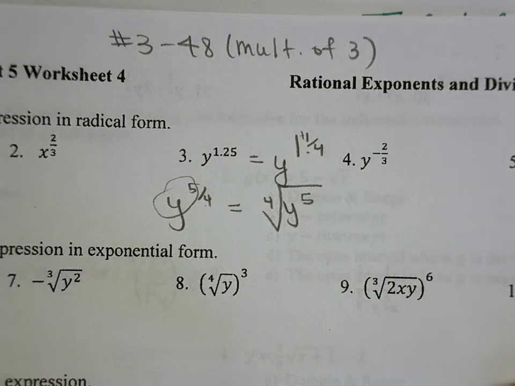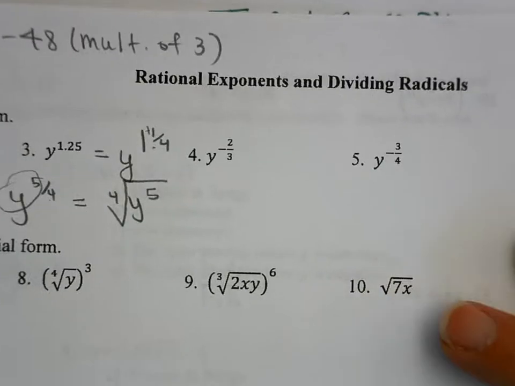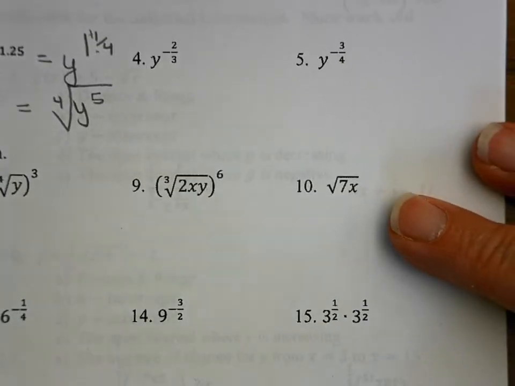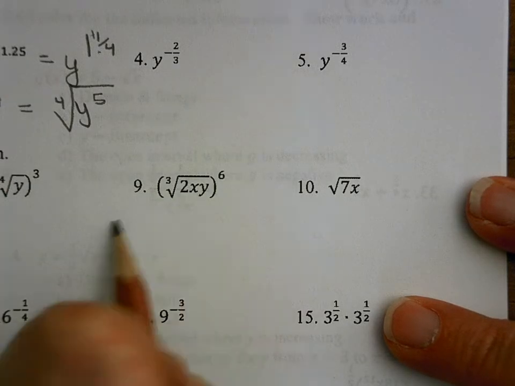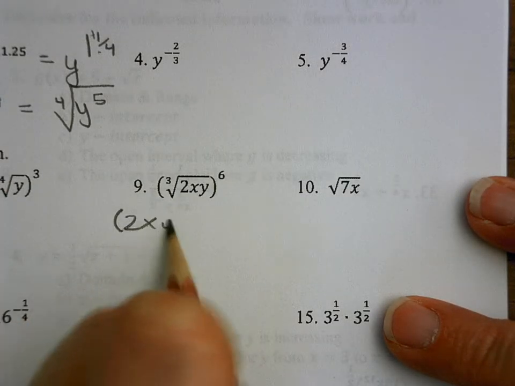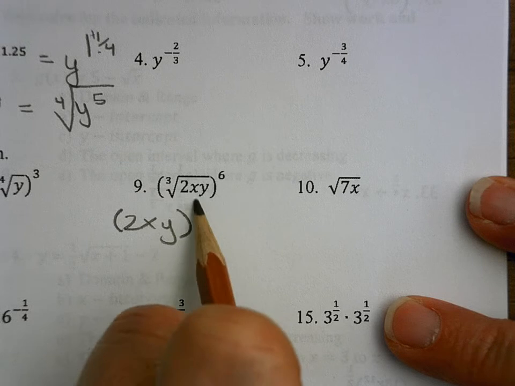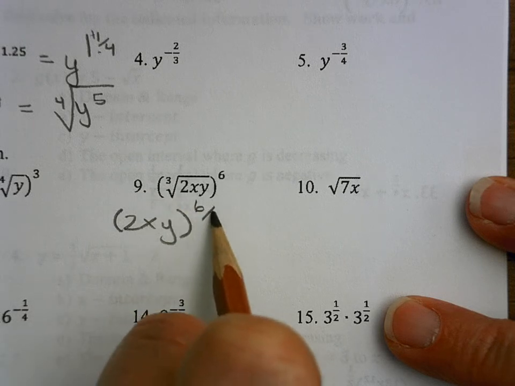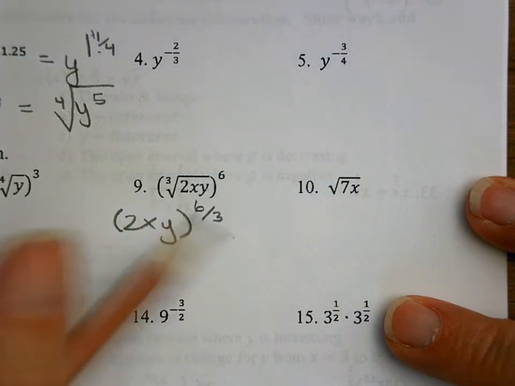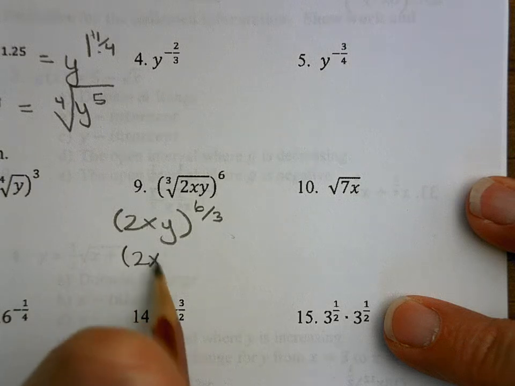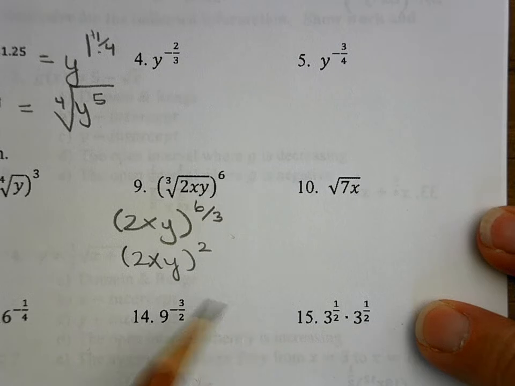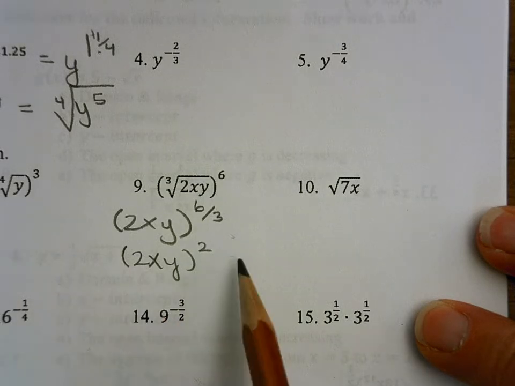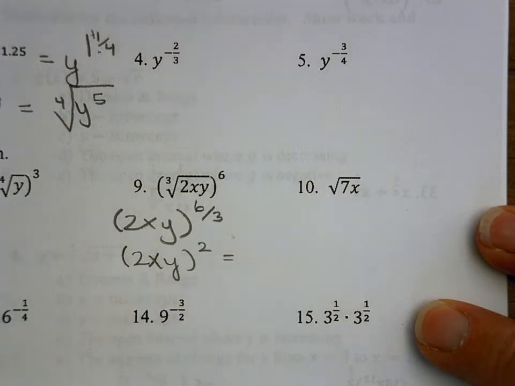And then let's take a look at number 9. In this case, we want to rewrite it into exponential form. So I have 2xy as my radicand, and then I have a power of 6 and a root of 3. So that would be 6/3, and 6 divided by 3 is 2. And so I have 2xy quantity squared. I can simplify that a little bit further if I wanted to, but it's asking for it just in exponential form, so I would just leave it like that.